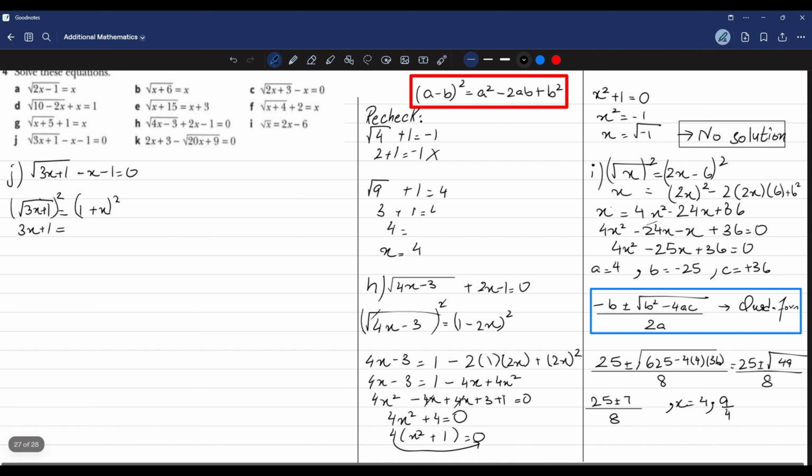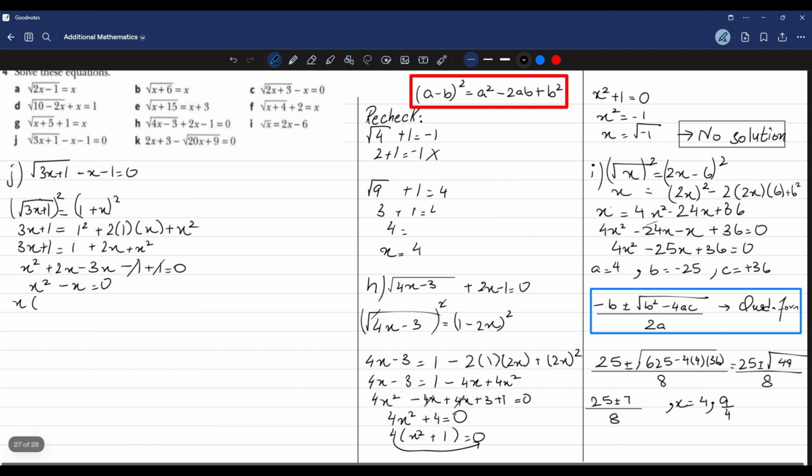3x + 1 is equal to a squared, which is 1 squared, plus 2 multiplied by a multiplied by b, plus b squared. We've got 3x + 1 = 1 + 2x + x². Now we're going to do x² + 2x − 3x − 1 + 1 = 0. As we know, this cancels down. x² + 2x − 3x is x² plus, what is 2 minus 3? In fact, this is going to be −x = 0.